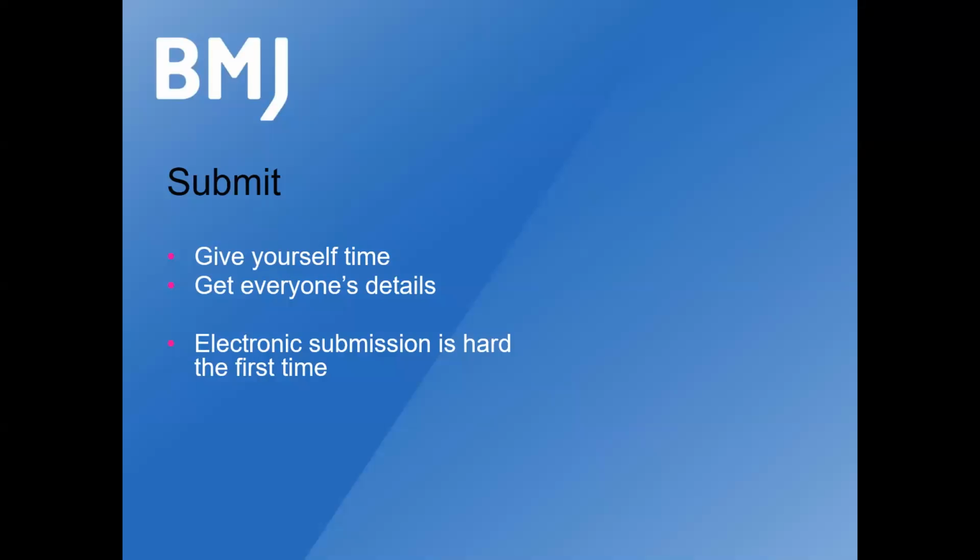An electronic submission system is hard the first time you do it, but actually when you're submitting your next paper to that journal, maybe a year down the line, it will recognize you and often recognize many of your co-authors from the first time, and it'll be much faster the second time. So bear with it.